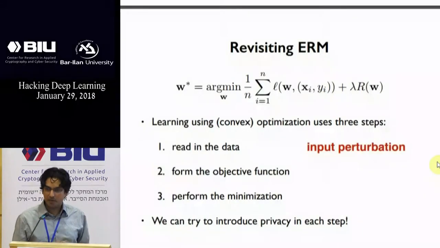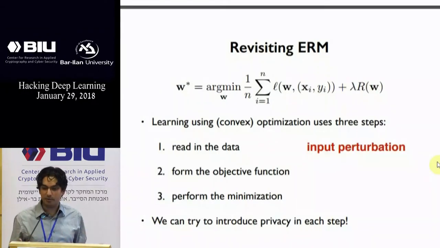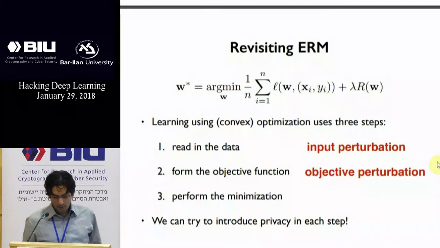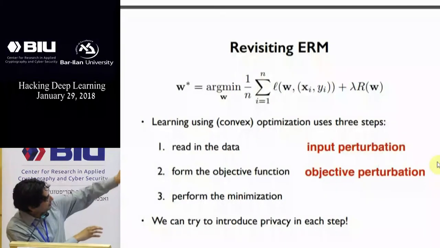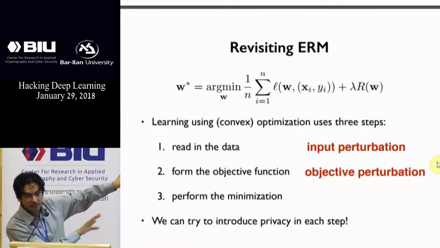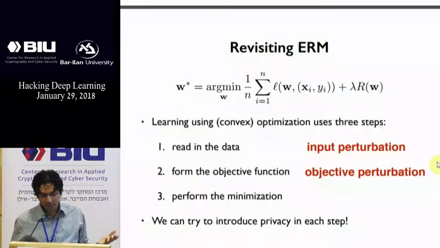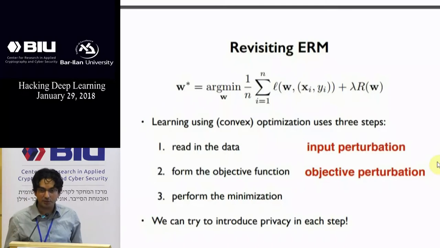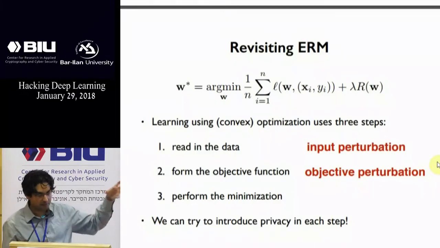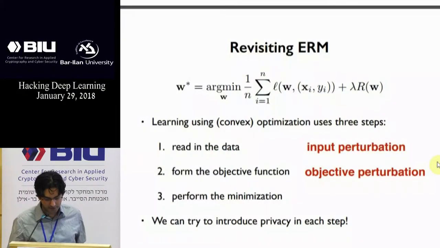These have unsurprising names. If you add noise to the data itself, this we would call input perturbation, which, as you've seen, is also a good robustification technique. You could also perturb the objective. After the argmin, you could add a random term to that. That's what we call objective perturbation. Why would that be a good idea? Because it might be that your optimization surface is not too sensitive to perturbations, whereas maybe your data points are fairly sensitive.